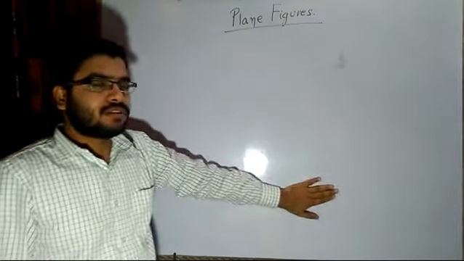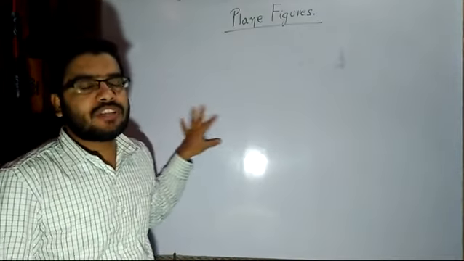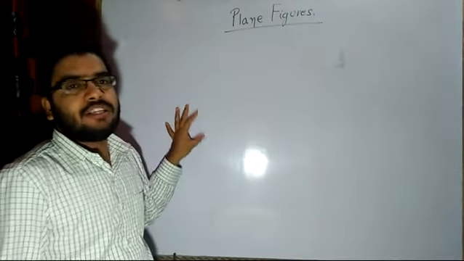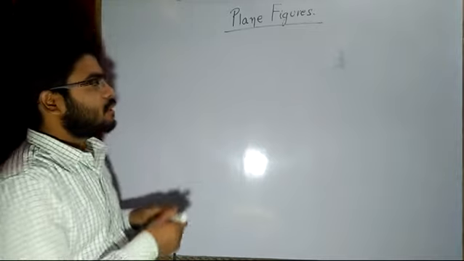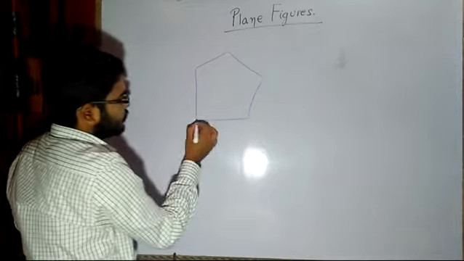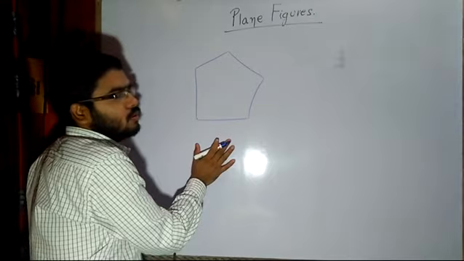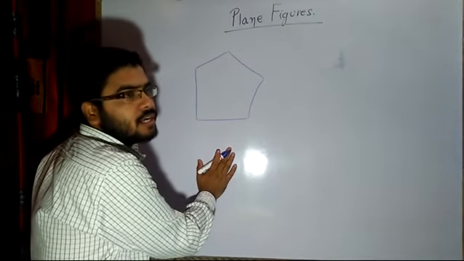A plane figure means a figure which can be drawn on any plane surface. It is bounded by line segments. Suppose this is a figure. It is a figure having how many sides? 5 sides. So we know the name of this figure. It is called a pentagon.